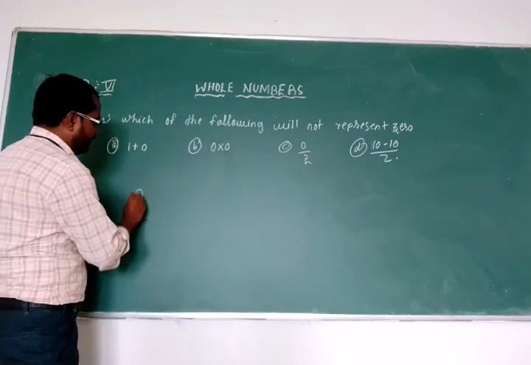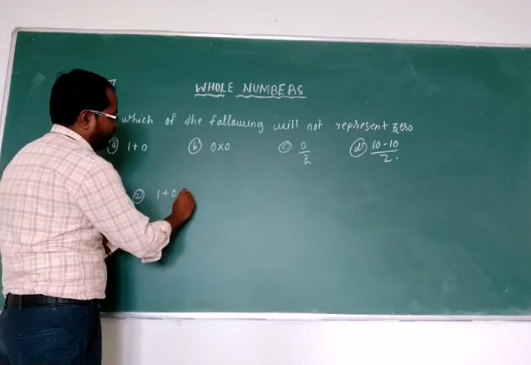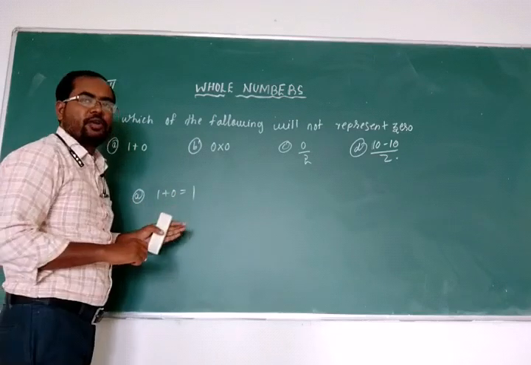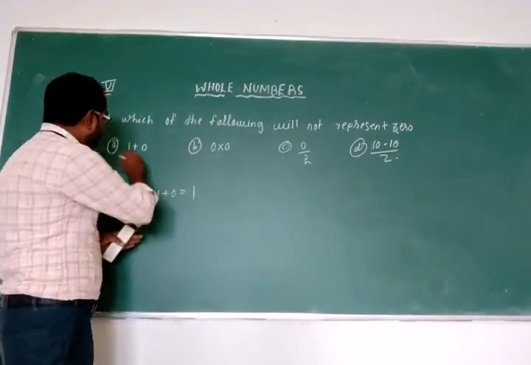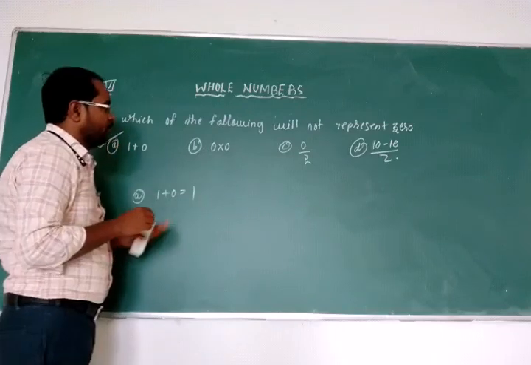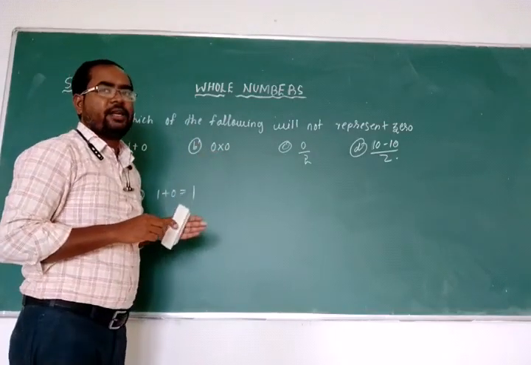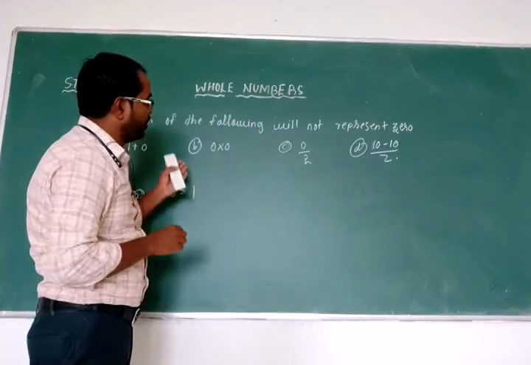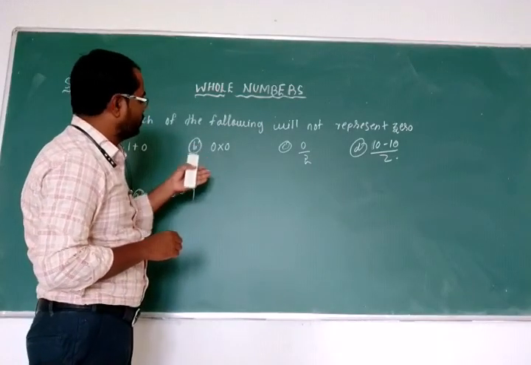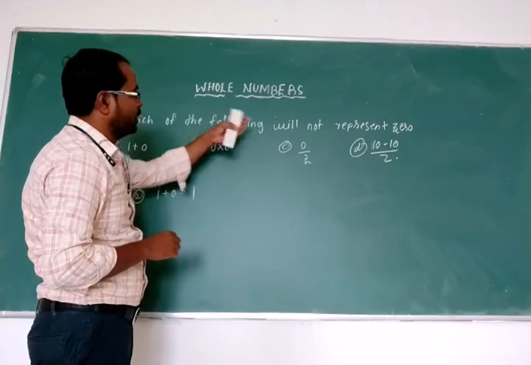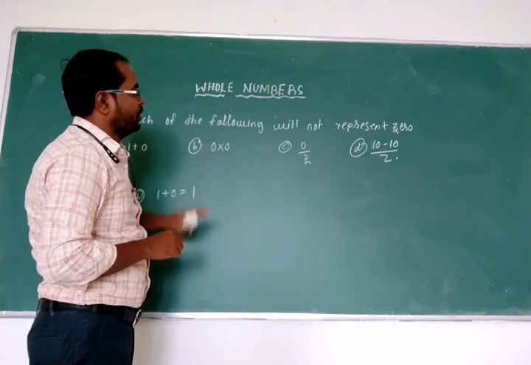Option A is given. A is 1 plus 0 is equal to 1. It does not represent 0. Okay, A is the correct answer. So we will check the other 3 options. There should not be any other answer that does not represent a 0.